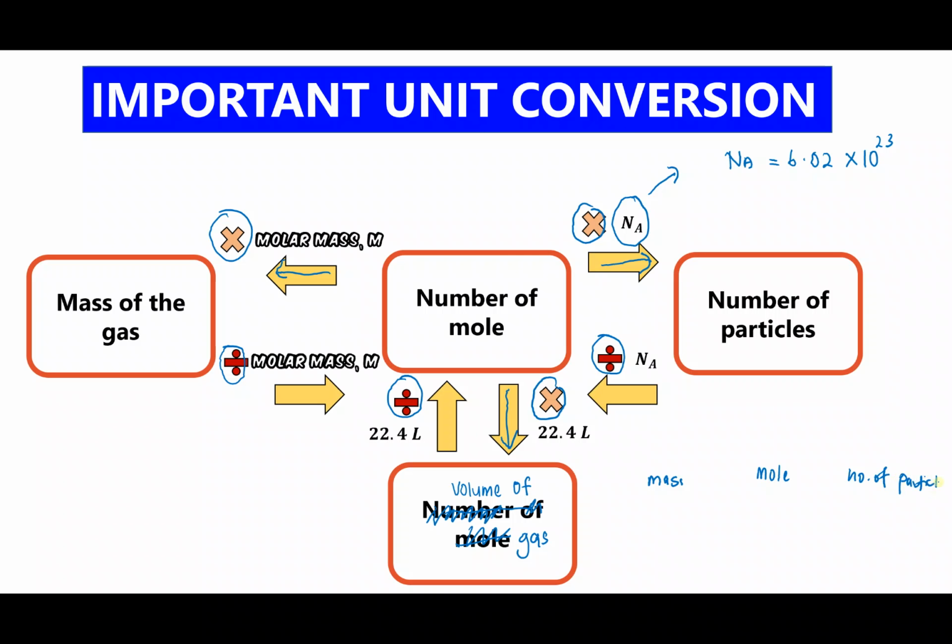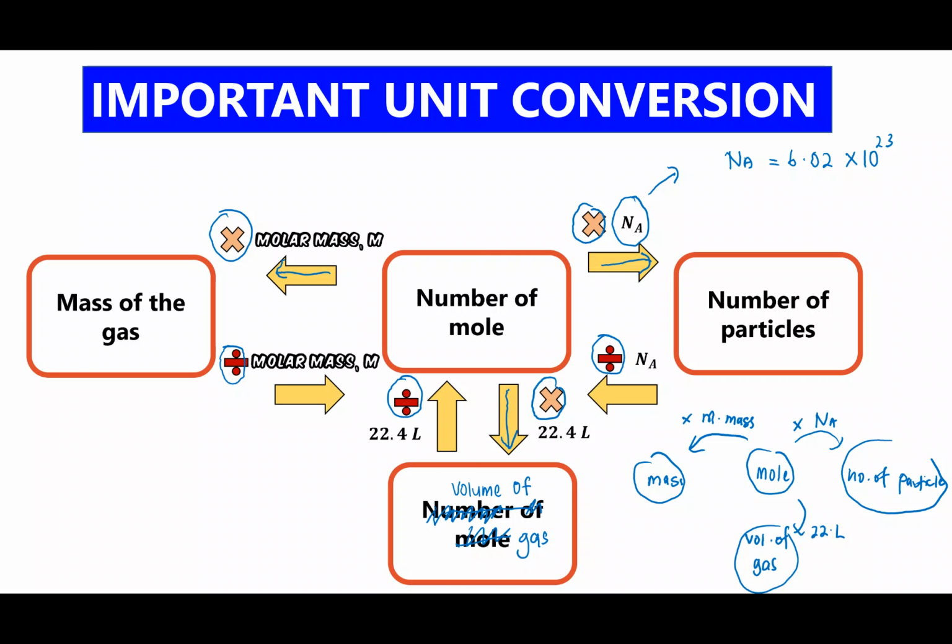Okay, I akan tulis macam ni. And then bawah ni I akan tulis volume of gas. Okay, you bulatkan, bulatkan. Okay, buat arrow keluar. Nak pergi number of particle, kita akan darab dengan Avogadro number. Nak pergi ke mass, kita akan darab dengan molar mass. Yang ni daripada mole nak pergi volume, kita tahu 1 mole akan occupy 22.4 liter. So, kita akan darab dengan 22.4 liter.